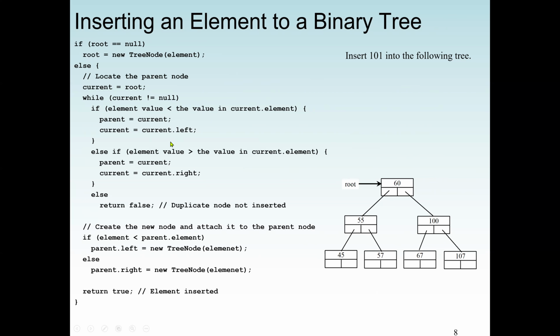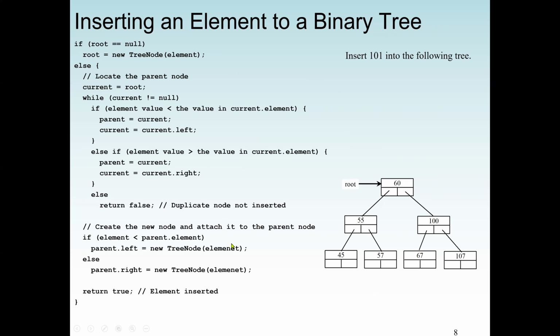Else, if the element value is greater than the value in current.element, which is the parent, then we assign it as a right child. So we have current assigned to parent, then current.right to the current. Else return false, which means we already have the element. The condition here means either the current value is less than the parent or greater than the parent. Another option is equal, but if it's equal, we don't need a duplicate, so we return false.